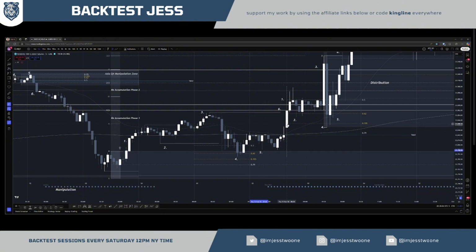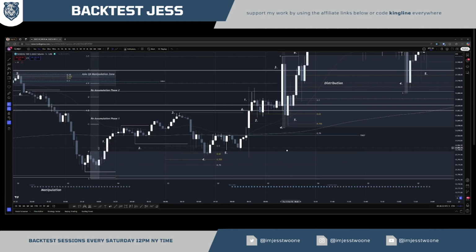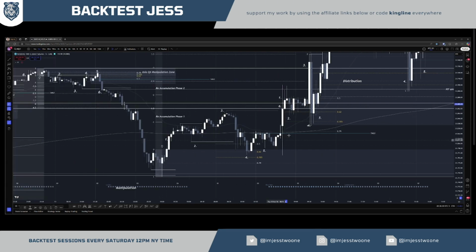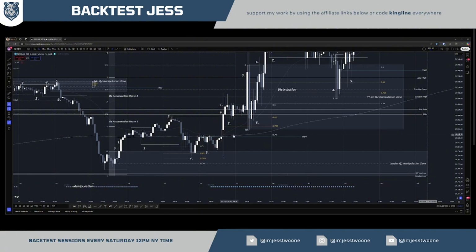And we've got our news in here at 8:30. We still respected this manipulation zone. And then it pushes up, and so 6 becomes our break of 3 here. This is very nice price action. Super, super clean.